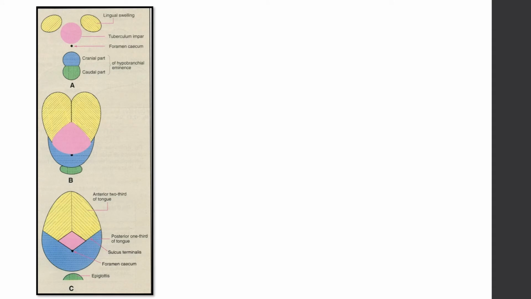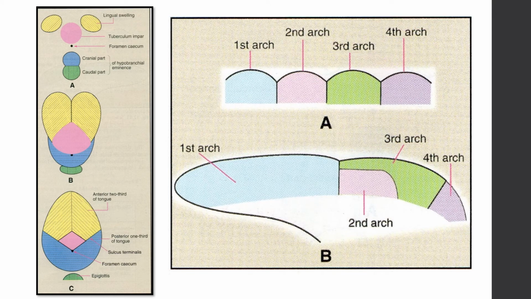Now in the question, if it is asked to correlate the nerve supply of the tongue with its embryology, so this is in short the embryology of the tongue. The tongue arises by two lingual swellings which are present on either side in the floor of the pharynx. These lingual swellings arise in the region of the first pharyngeal arch. Then there is a central swelling, that is the tuberculum impar.